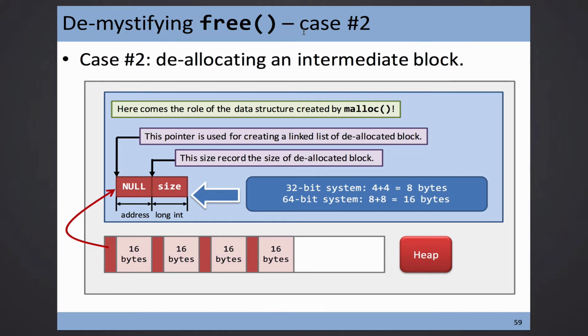Okay, and what are the two fields? One is storing the size, supposed to be the size of your block. And the other one is a pointer. And this pointer is supposed to be forming a linked list.